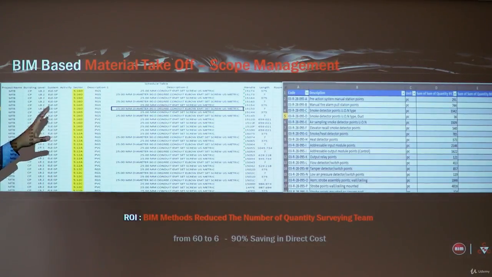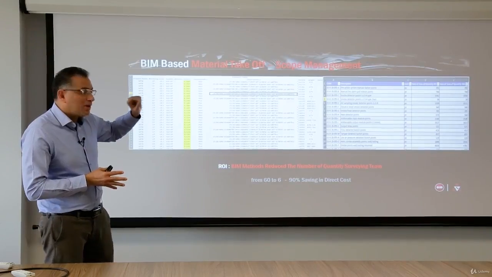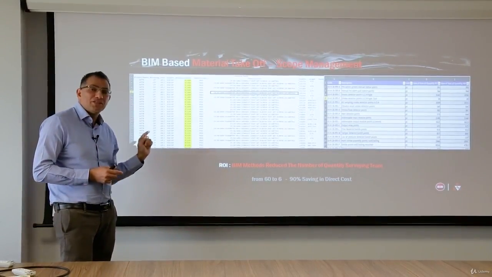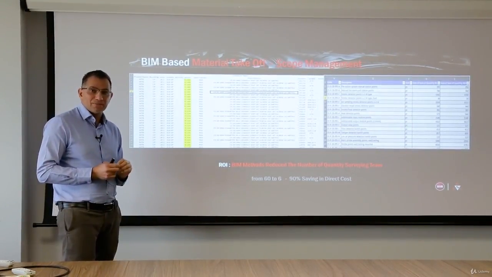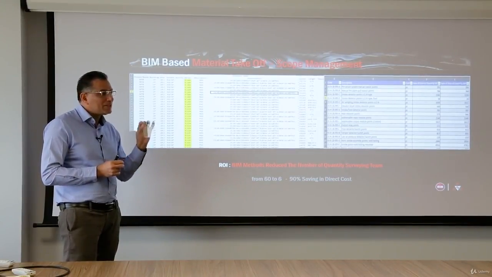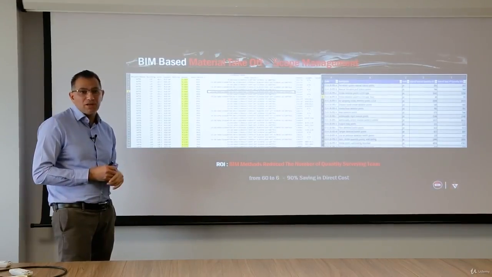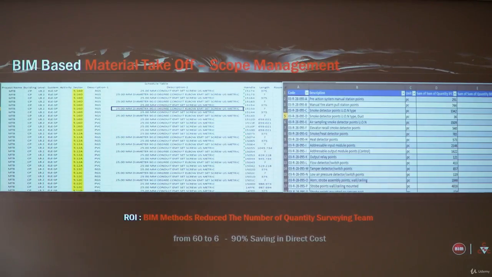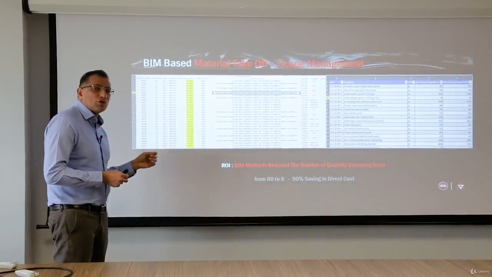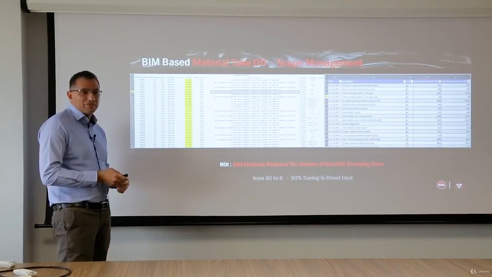Because we had BIM implemented successfully there, we reduced the number of QS engineers from 60 to 6. And this gives you a 90% reduction in direct cost and direct resource wages. This is really a very good illustration that if you use BIM properly, you can reduce the cost and make your process more effective and more efficient.